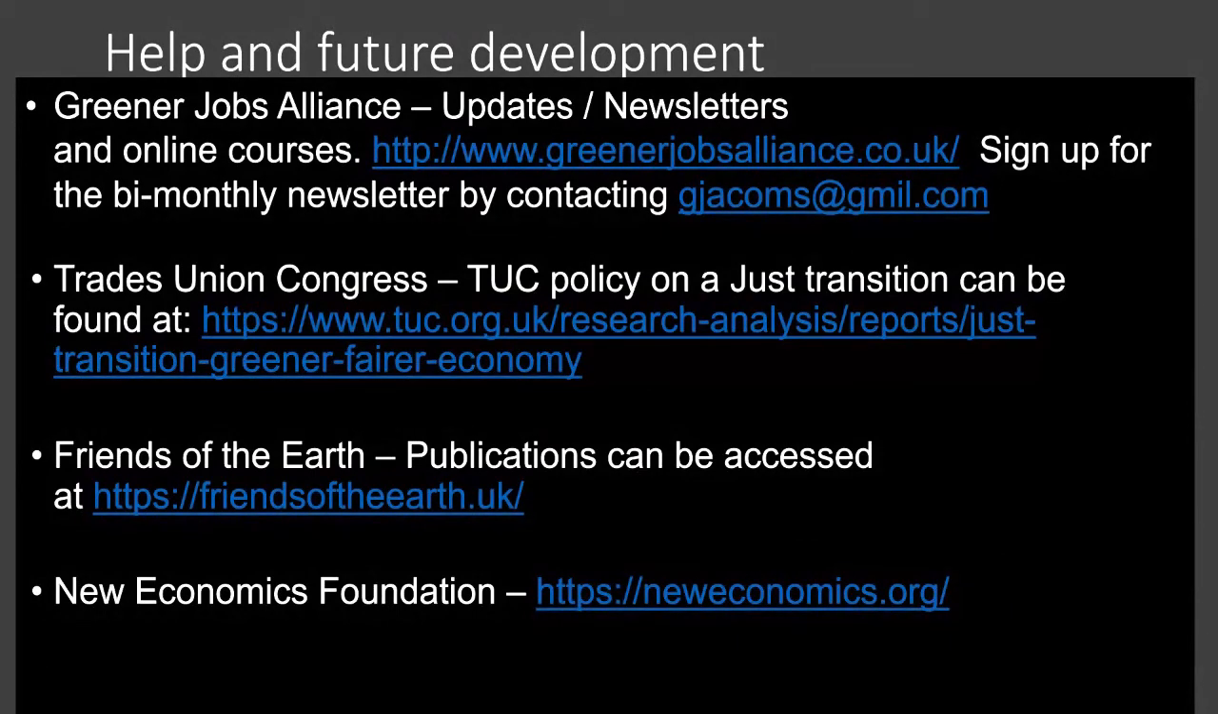UCU is one of the founding members of the Greener Jobs Alliance, and we sit on their steering group. They do some fantastic work on progressing climate issues within workplaces. The TUC, we sit on a trade union sustainability development advisory committee, and that's the forum where we liaise with other trade unions across the UK on progressing these issues. And Friends of the Earth and New Economics Foundation, their web addresses are there, so you can see what they're looking at developing at the moment.